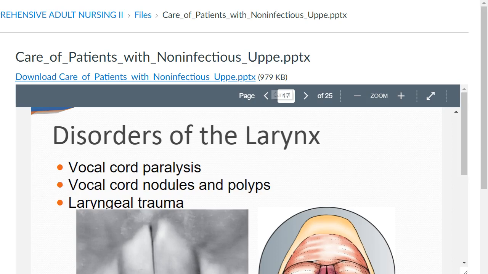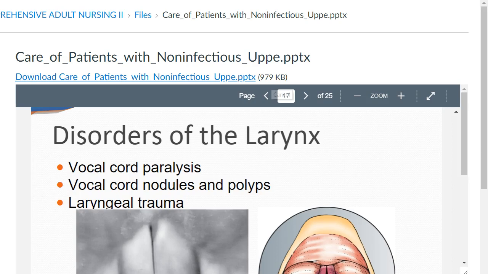The last one here with disorders of the larynx is laryngeal trauma. This is a crushing direct blow to the larynx. It could also be caused by prolonged endotracheal intubation. With laryngeal trauma, we would see difficulty breathing, aphonia, hoarseness, even sometimes subcutaneous emphysema around the upper chest and neck area, and bleeding from the airway.